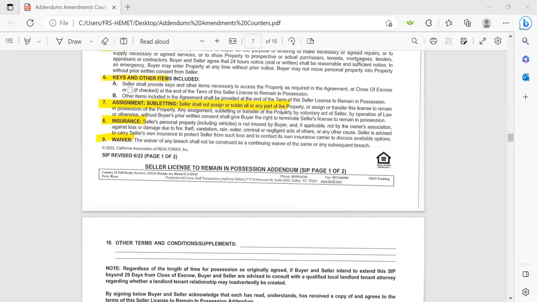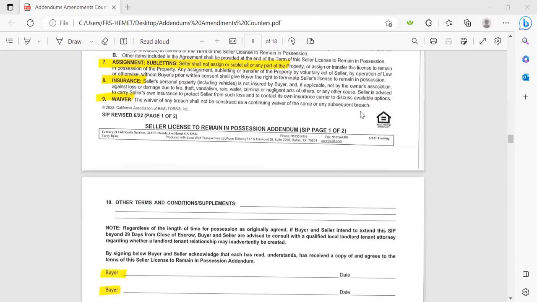Seller shall not assign or sublet any part of the property. That would be fun, wouldn't it? The seller stays an extra month. They get an agreement to stay an extra 29 days or something, and they rent out a room just to try to offset some of their expenses. Who knows what people think in this world? These things have been written because they've happened. They aren't written as hypotheticals. So these obviously have happened at one time or another.